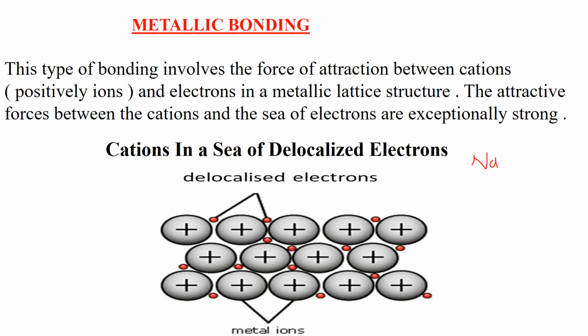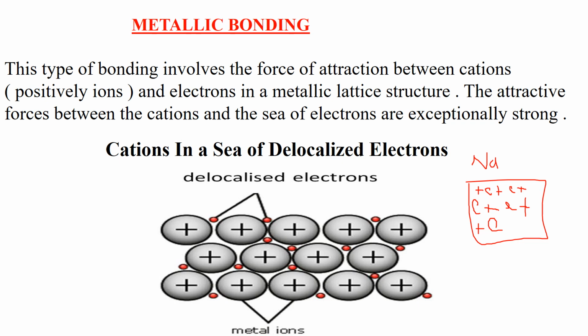Of sodium. How can you draw the metallic structure? Because sodium has a valence number of 1 and it's a metal, you simply need to write like this. The free moving electrons should also be there. So we have the free moving electrons, and then we have the sodium ions. This is how we are supposed to write the metallic structure.